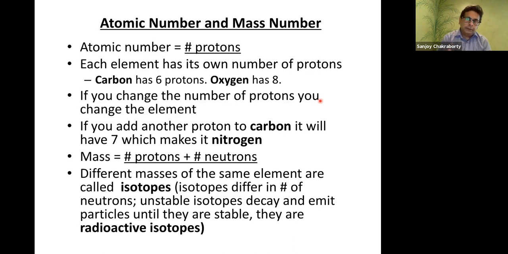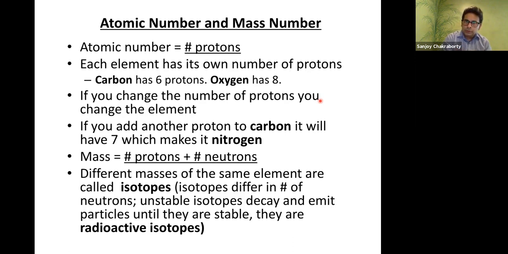So when we're defining atomic number, we're defining it according to the number of protons. We are not defining it according to the number of electrons. The reason is simple: an atom may gain or lose electrons, but it doesn't gain or lose protons, because once it does, it changes itself, meaning it is not the same atom anymore. So although the numbers of protons and electrons are equal in an atom, atomic number is defined as the number of protons.